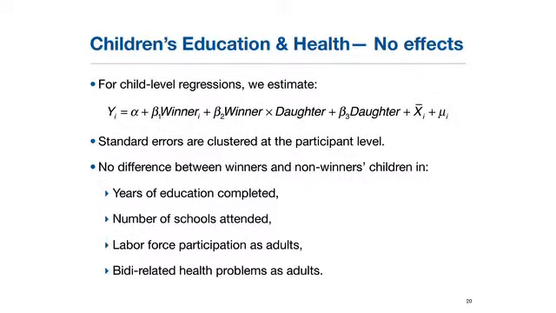So we're also looking, as I said, at some children's outcomes. So I'm going to skip this slide. But essentially, we're looking at them for daughters and sons separately. And we don't see any effect on kids long term in terms of all of these things: years of education completed, number of schools attended, labor force participation as adults, or BD-related health problems as adults.